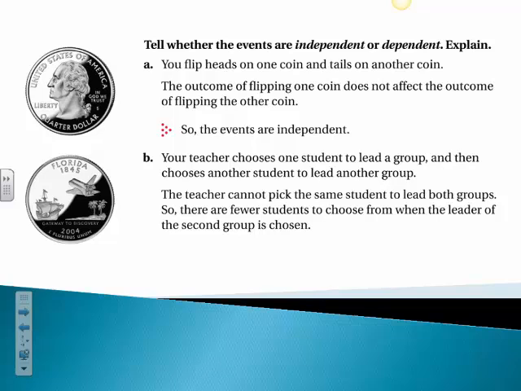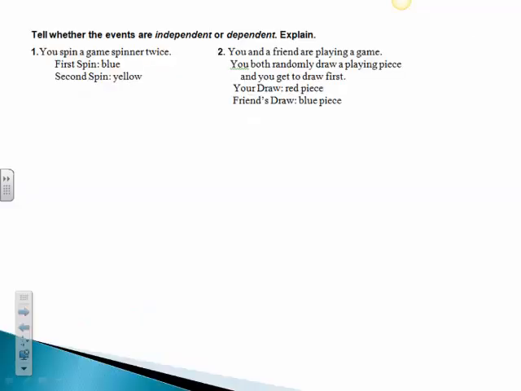So the teacher cannot pick the same student to lead both groups. So there are fewer students to choose from when the leader of the second group is chosen. So picking the first student does impact the probability of picking the second student. So the events are dependent. So basically the way I think of it is if your choice, your first pick, takes away from the possibilities of picking on the second time, then it's dependent because you're changing your total number. Okay, your turn. Tell whether the events are independent or dependent and explain why you picked that on your worksheet.